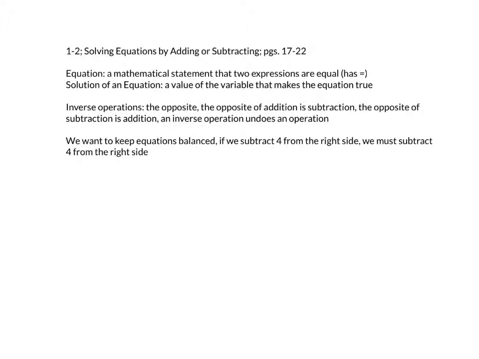But with equations, since they're two equal expressions, we like to keep them balanced, which means if we do one thing to the right side, we have to do the same thing to the left side. So if we subtract 4 from the right side, we must subtract 4. That should say from the left side, right there. There, I fixed it. So if we subtract 4 from the right side, we must subtract 4 from the left side. Just like if we added 4 to the right side, we have to add 4 to the left side.